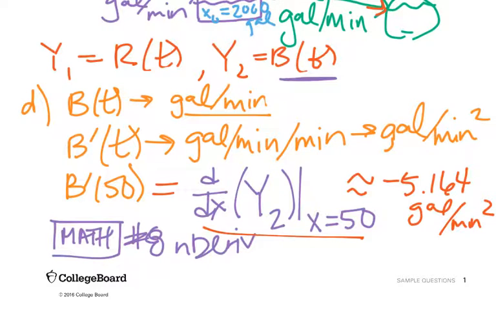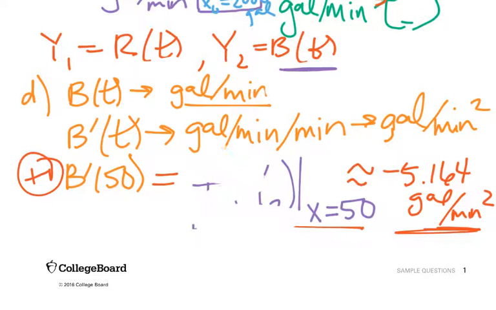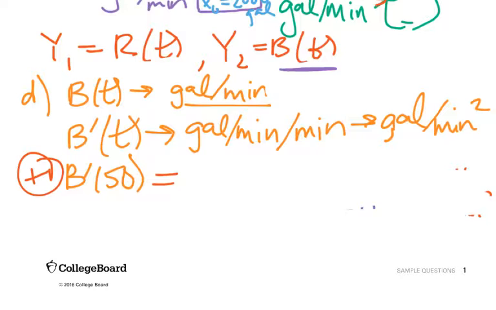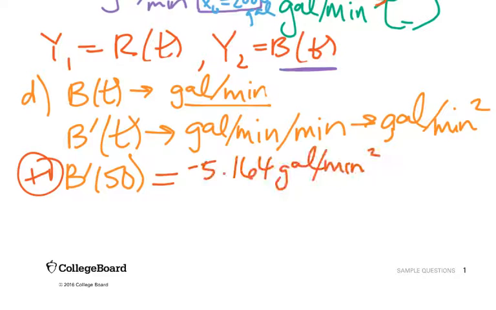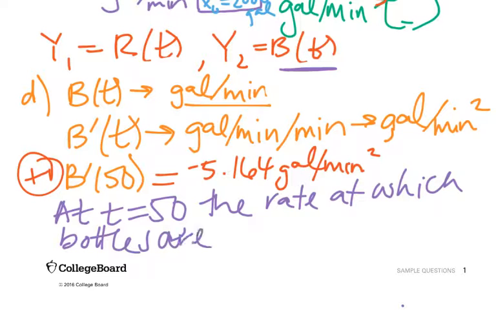Okay, so you get 1 point just for answering that correctly, coming up with this number. The next point is really about interpreting what that means. And I'm going to erase some here so we've got room for that interpretation. So what the readers are really looking for here is for you to say something like this. At t equals 50, the rate at which bottles are being filled, and this is just a reference to b of t, right? The rate at which the bottles are filled is b of t.